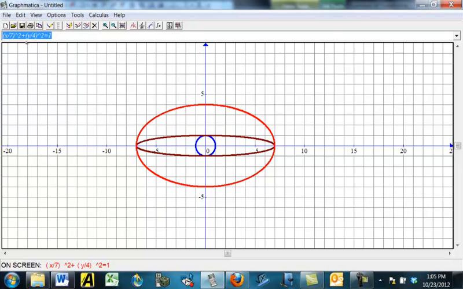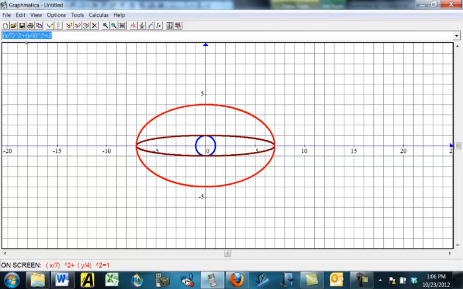And so notice that ends up changing the domain. Instead of negative 1 to 1, now it goes from negative 7 to 7. And the range was negative 1 to 1, and now it's negative 4 to 4. So you can see how those stretches affect things.